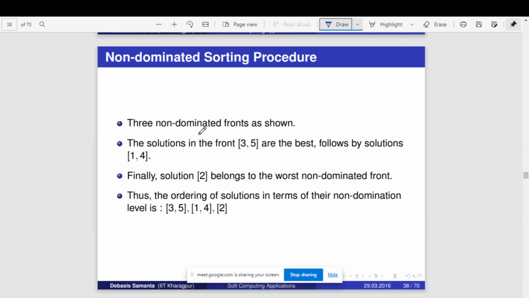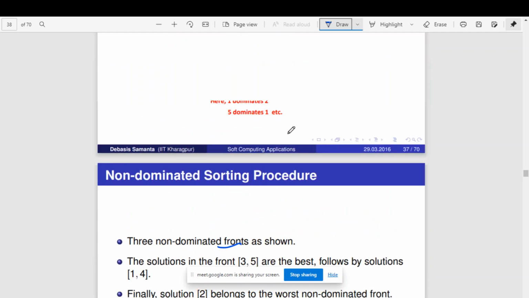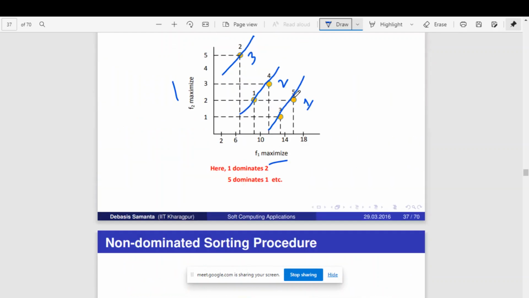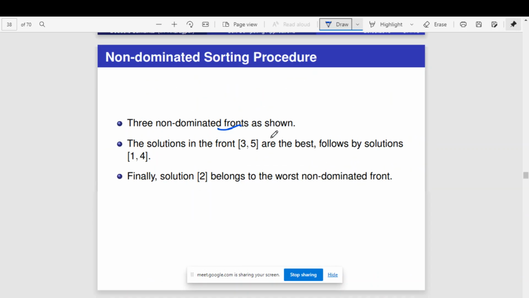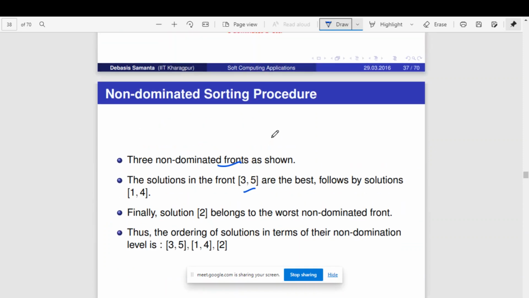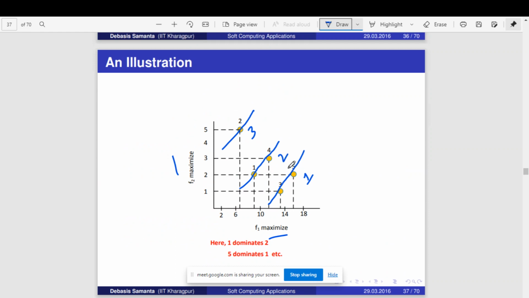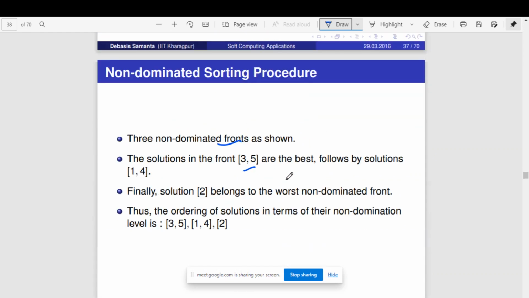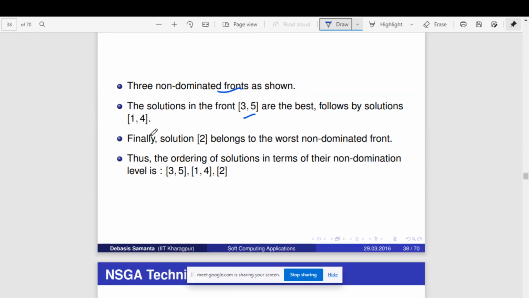There are three non-dominated fronts in this diagram. This is one, and this is one. The solution in the front 3, 5 is the best one. The next best solution is 1, 4, and the worst solution is 2. So this is how they are categorized. 3, 5 is best, 1, 4 is next best, and this is the worst solution.